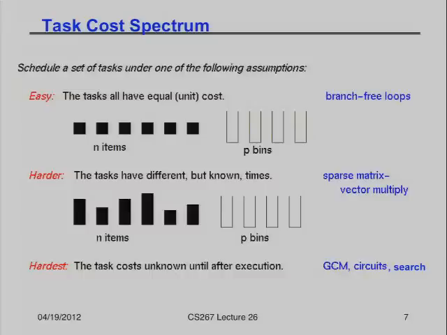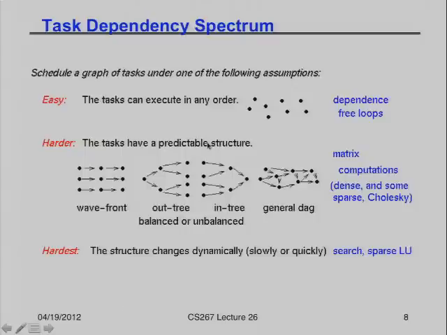Okay, so that's the cost spectrum. Here's the dependency spectrum. Again, the easiest case is embarrassingly parallel. Each little dot is a task. There's no edges, so there's no dependencies. And again, matrix multiply kind of fits in there if you ignore the additions.